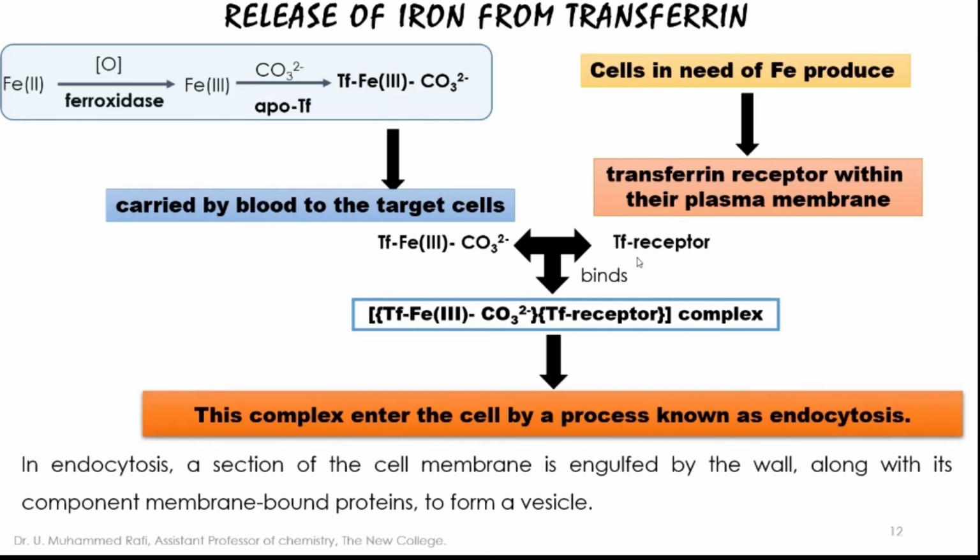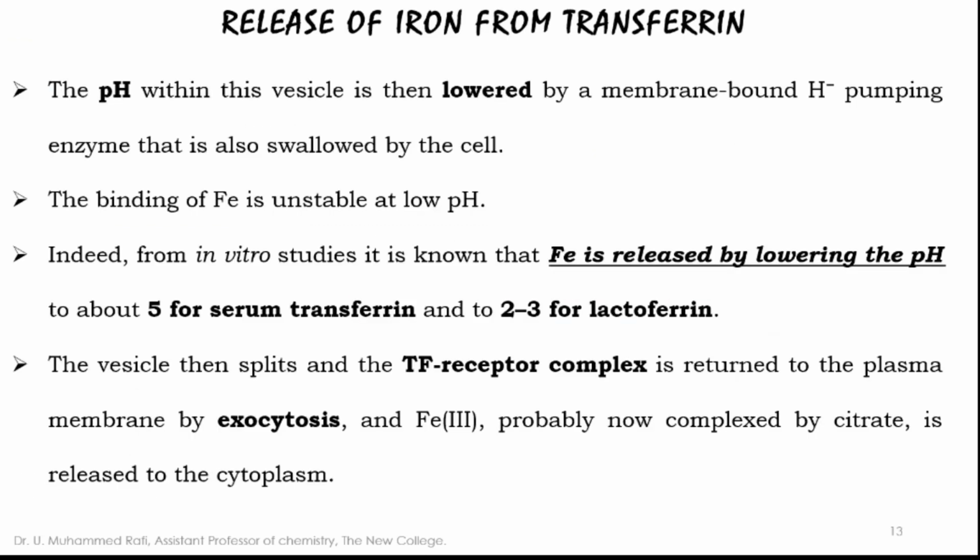In that cell, the transferrin receptor in the plasma membrane and the transferrin bind together and form a complex. Now, this complex is still outside the plasma membrane. It has to go inside. How does it occur? The cell does it by a process called endocytosis. It engulfs the whole receptor inside it and forms a vesicle. Now, this vesicle will break down, and the iron will be released if the pH is lower. For example, for serum transferrin, if the pH is 5, the iron will be released. For lactoferrin, the iron will be released if the pH is 2 to 3. Once the iron is released inside the cell, the transferrin receptor goes back to the plasma membrane by a process called exocytosis.